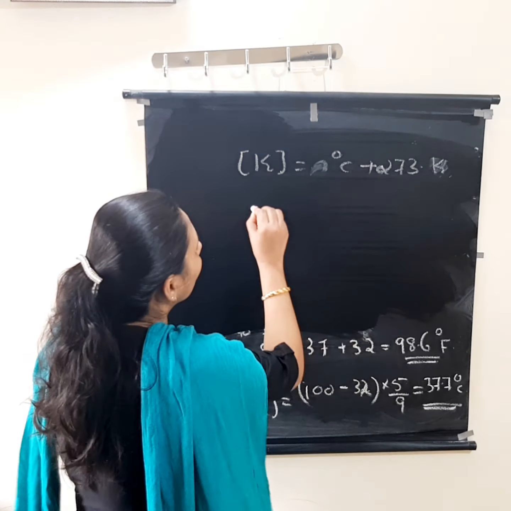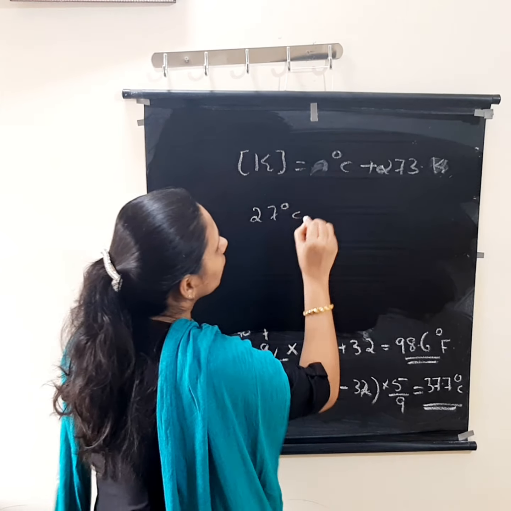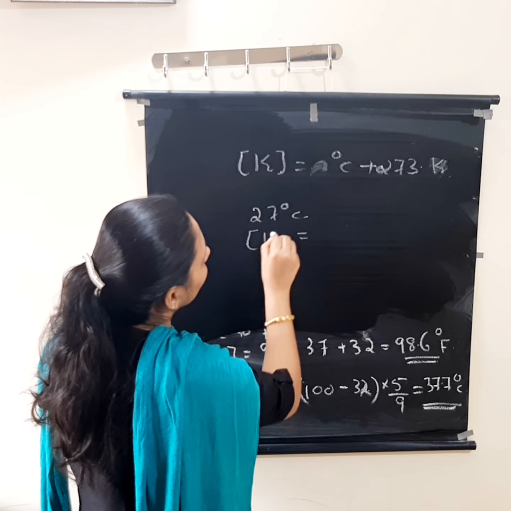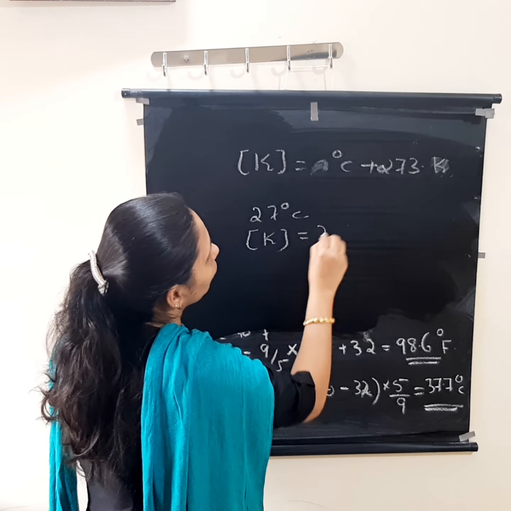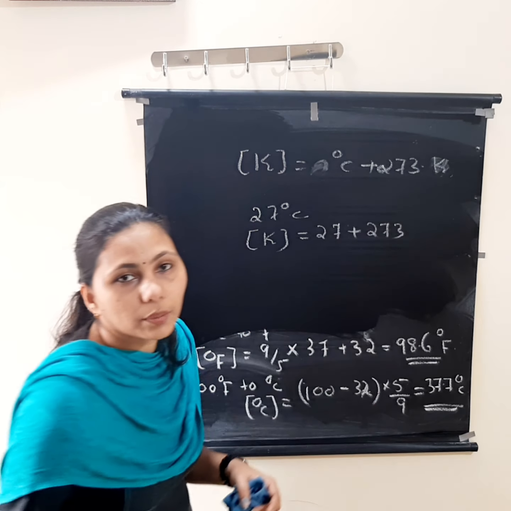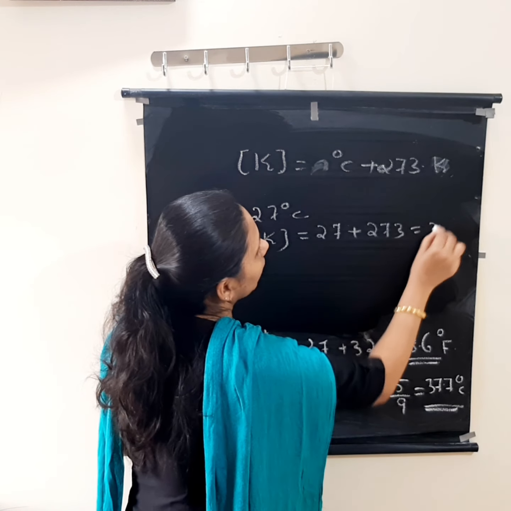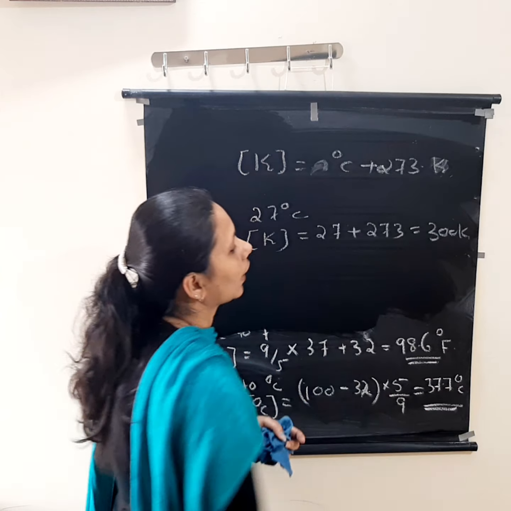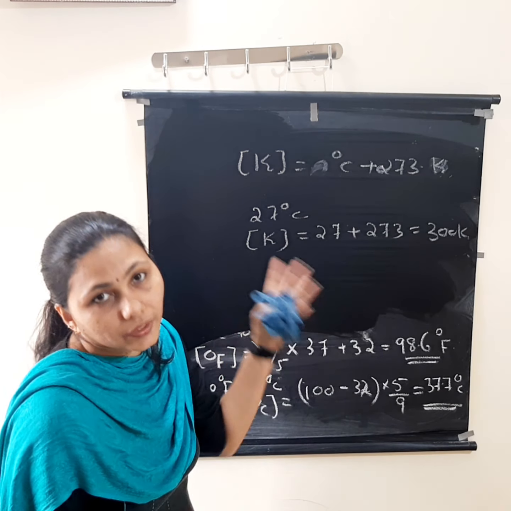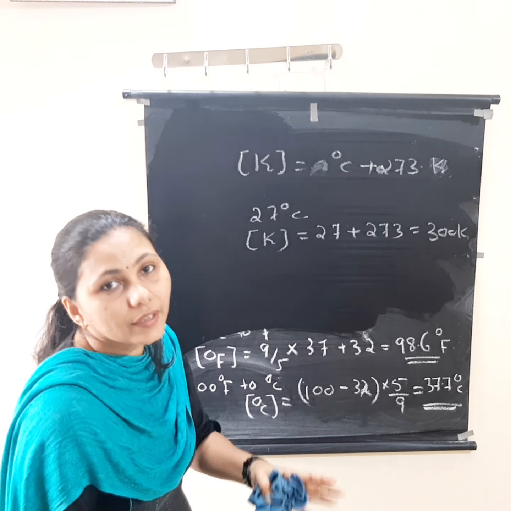For example, 27 degrees Celsius, how much is it in Kelvin scale? Convert 27 degrees Celsius to Kelvin scale. So what is the answer? We know Kelvin equals degree Celsius, 27, plus 273. 27 plus 273, so what is the answer here? 300 Kelvin. Right.